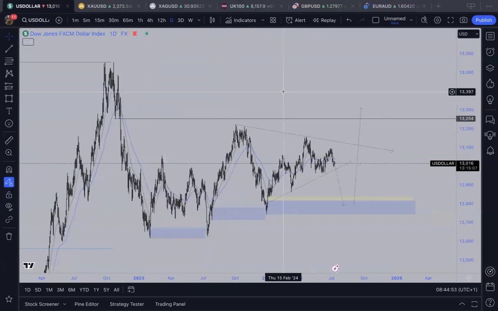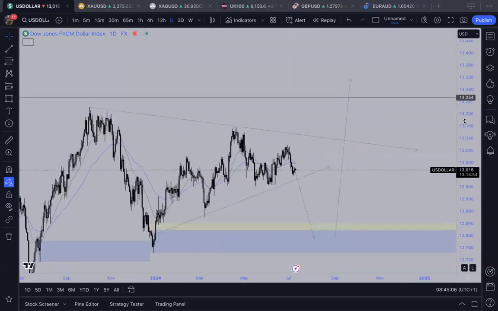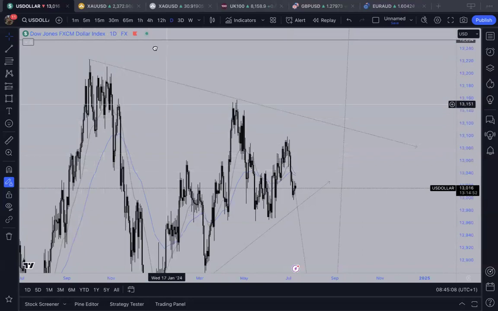Obviously, lower time frames do work. I'm not saying that because I trade intraday whatsoever, but in terms of just looking at the high time frame perspective, it gives you a much clearer bias of what is really happening. So let's have a look on the daily.